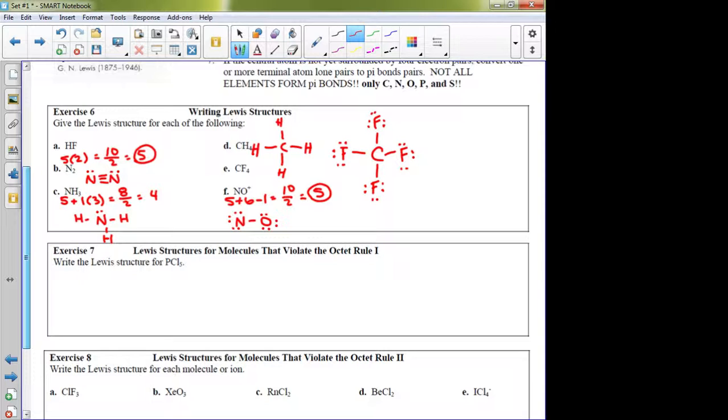It's 1, 2, 3, 4, 5, 6, 7. So that means I've got 2 too many, which means I need to change this single bond into a triple bond. So when I change that to a triple bond, that means I need to take away some of these electrons on the outside. Now do I have 5? Yes. Okay. And then since this is positive, I need to put this in brackets and put a positive symbol on the outside. We see this? Yes? All right.